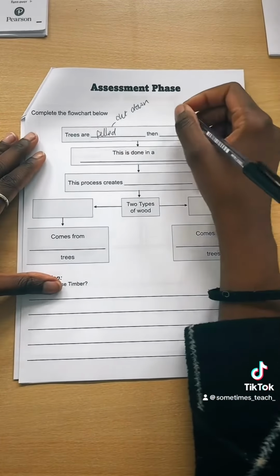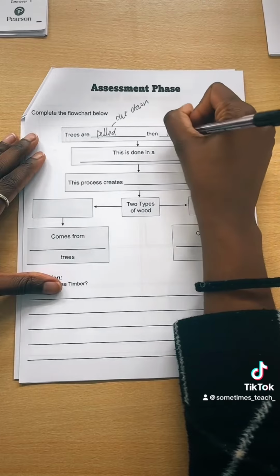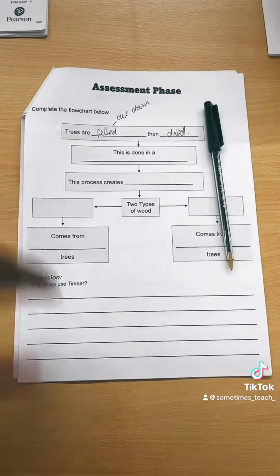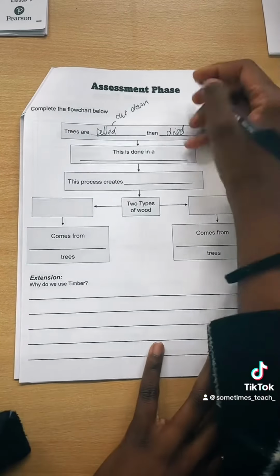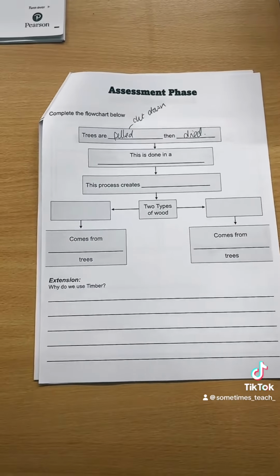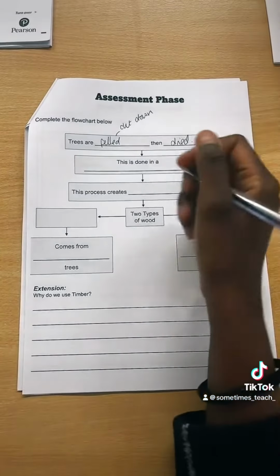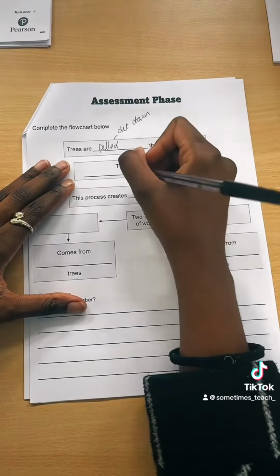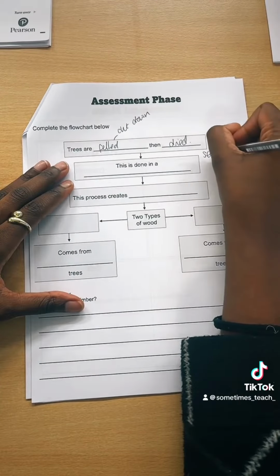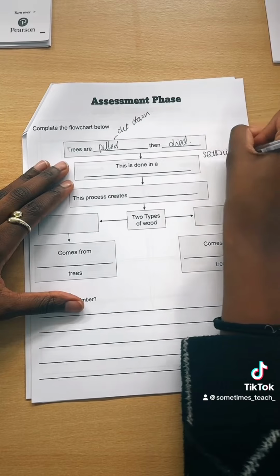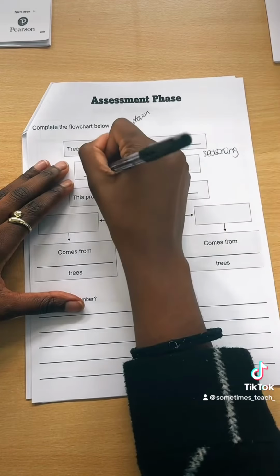Once the tree is felled, they are dried out because trees contain a lot of water. The trunk has a lot of water in it from where the tree has taken in water through its roots. Okay? And this drying is actually called seasoning. So the drying process of trees that's done in a kiln is called seasoning. And it's done in a wood drying kiln.